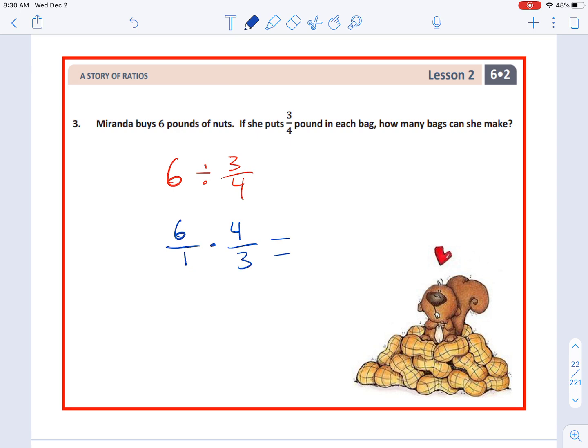And then we can multiply across. 6 times 4 is 24. 1 times 3 is 3. We simplify this. Both can be divided by 3. And we get 8 over 1. 8 over 1 is equal to 8. So she can make 8 bags out of 6 pounds of nuts if each bag contains 3/4 pounds. Let's go ahead and move on.